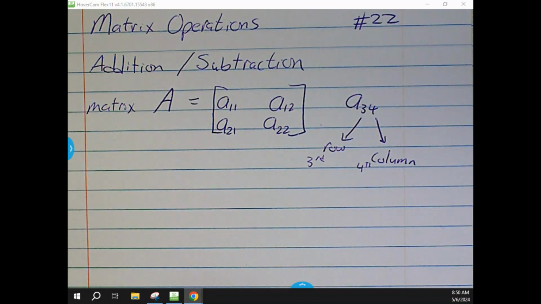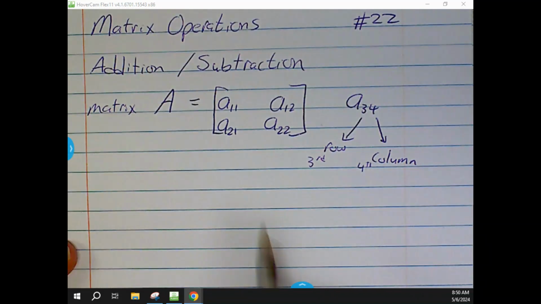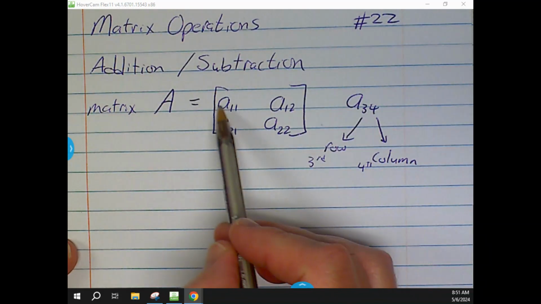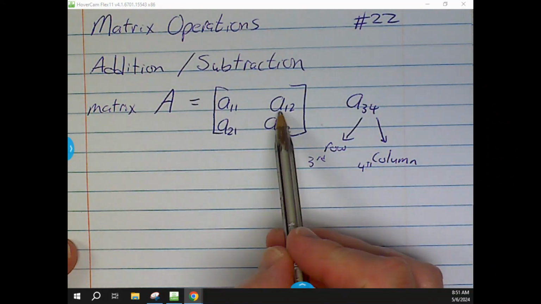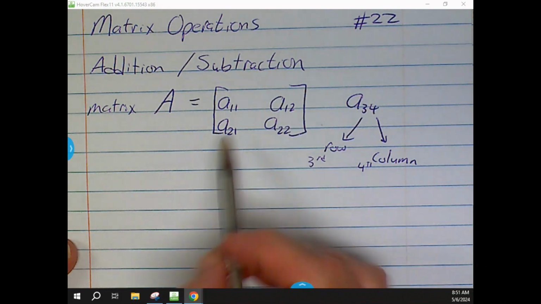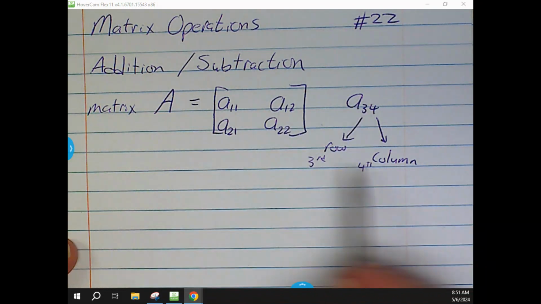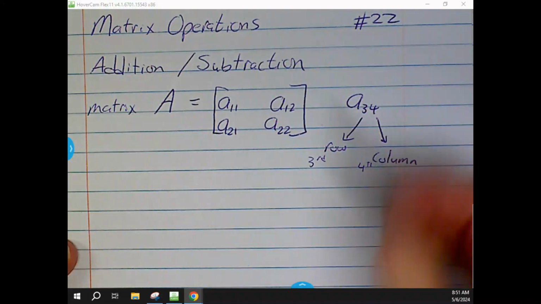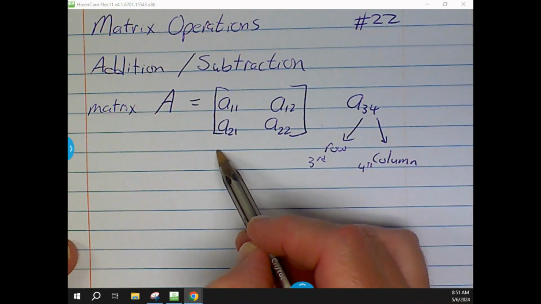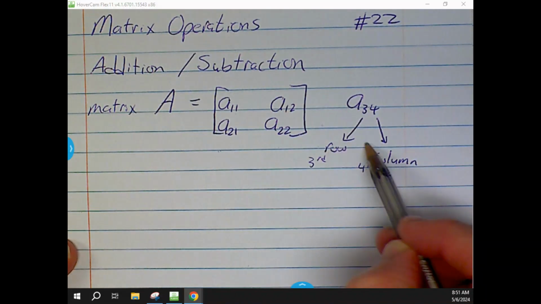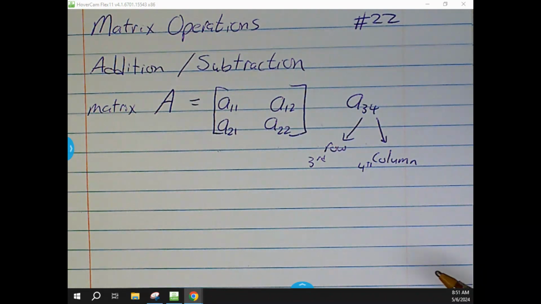So if it's rows, those are the ones that go side to side. So this is your first row, first column. This is your first row, second column. So your rows are going to go this way, and your columns would go this way. So you have to go to the third row and then go over to the 1, 2, 3, fourth column. You think about it that way.